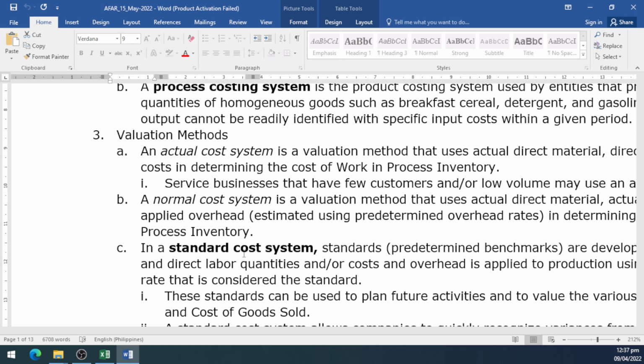Under the normal cost system, ang factory overhead ay estimated or predetermined. So, under the normal costing, ang overhead na ide-debit sa work in process or i-apply is based on the predetermined overhead rate. Pag standard costing naman, lahat predetermined, lahat estimated. Standard materials, standard labor, and standard factory overhead.